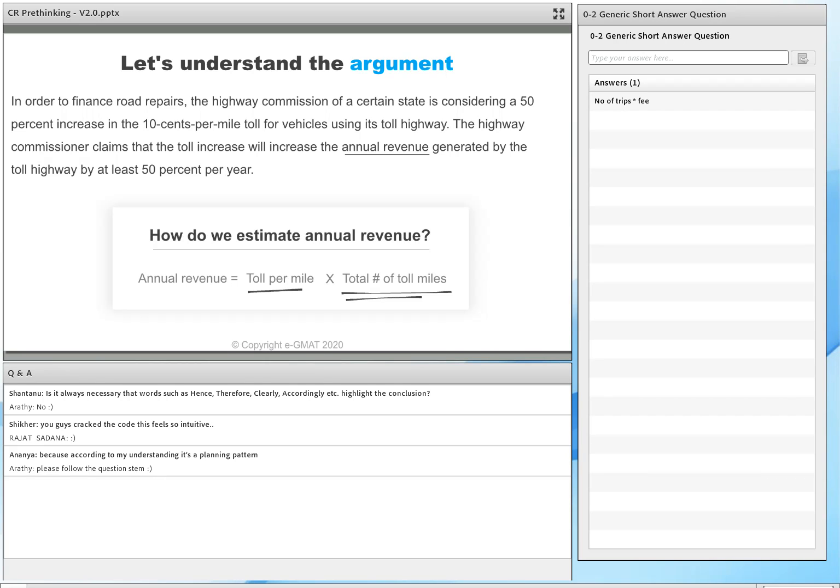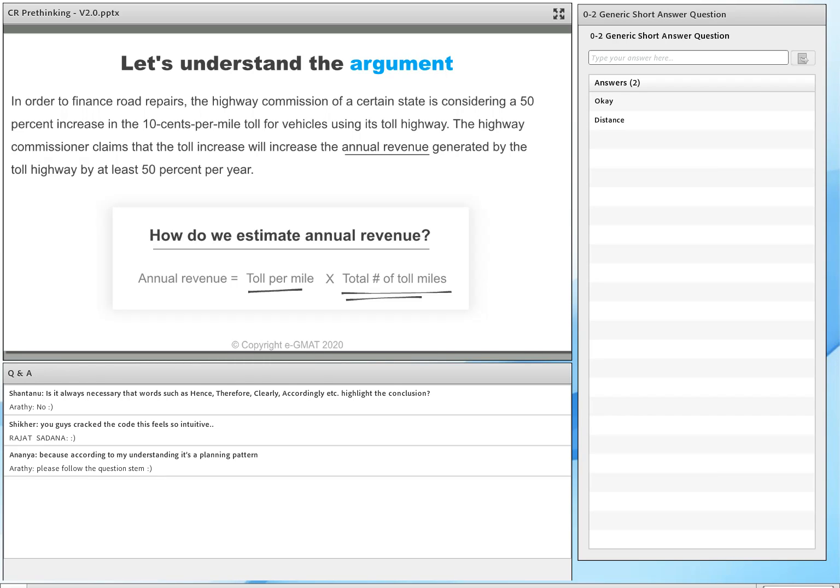Okay, Sneha, do you see trips in the argument? Do you see any trips in the argument itself? No, there's nothing there. Why would you bring trips in there? Pre-thinking is done based on information in the argument, not in the answer choices. Remember what I said. The moment you see an answer choice, throw pre-thinking out of the window.